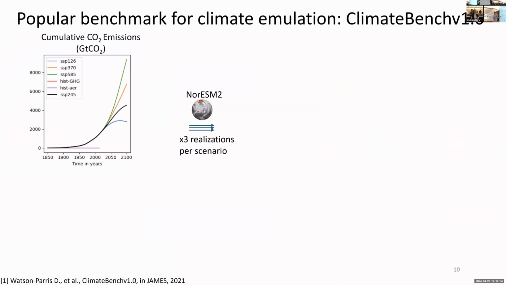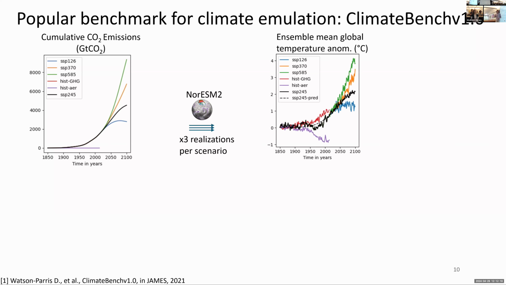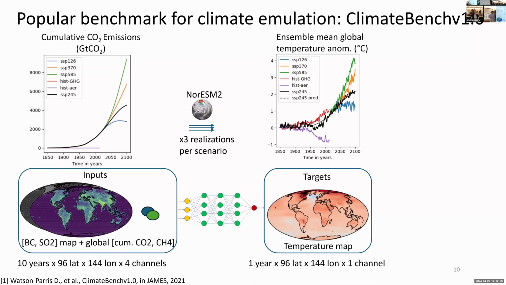And it sets up the problem as follows, where again, you have these emission scenarios. And then in this case, there was one model, the NorESM model from Scandinavia, that was run three times per scenario. We run the model multiple times per scenario to simulate the internal variability, sort of El Nino and La Nina, things that are unpredictable. And then we get here, for example, the mean of those three realizations, the global temperature anomalies over time. You can see they're increasing with CO2.